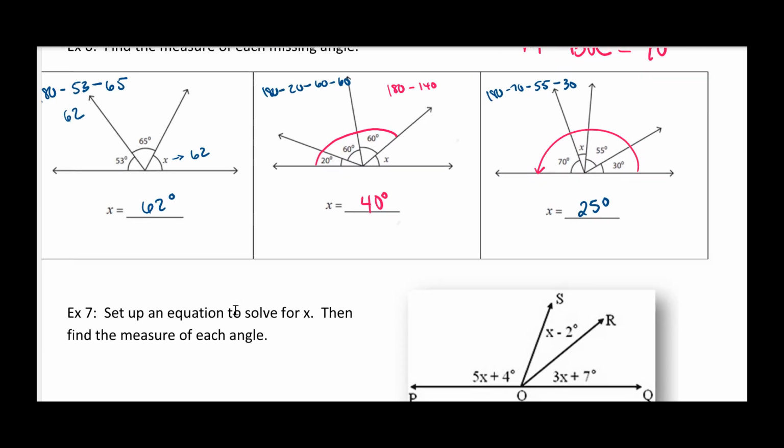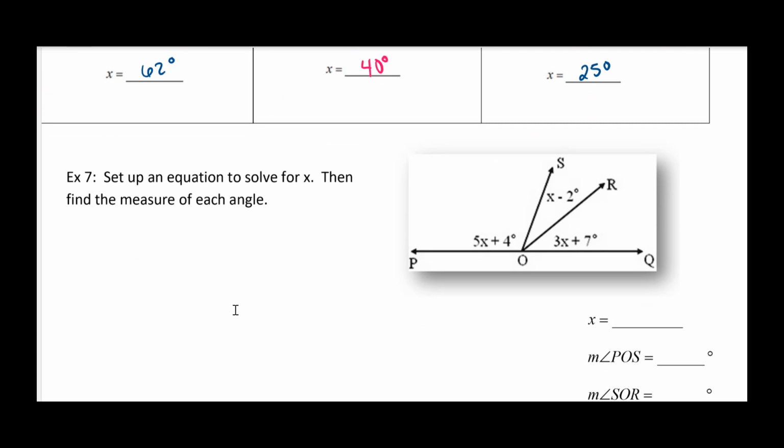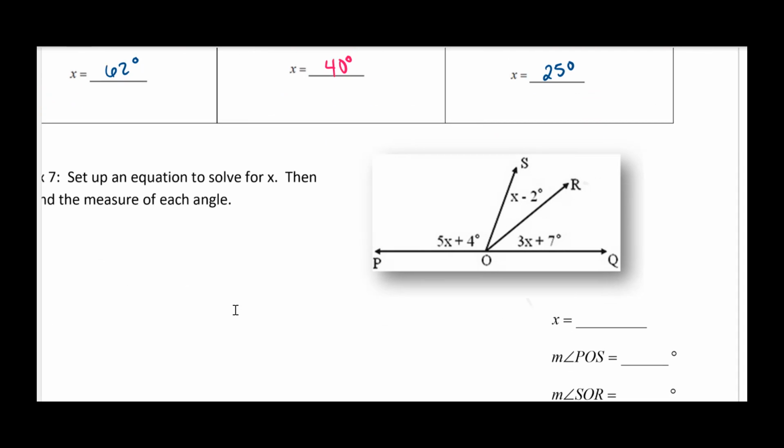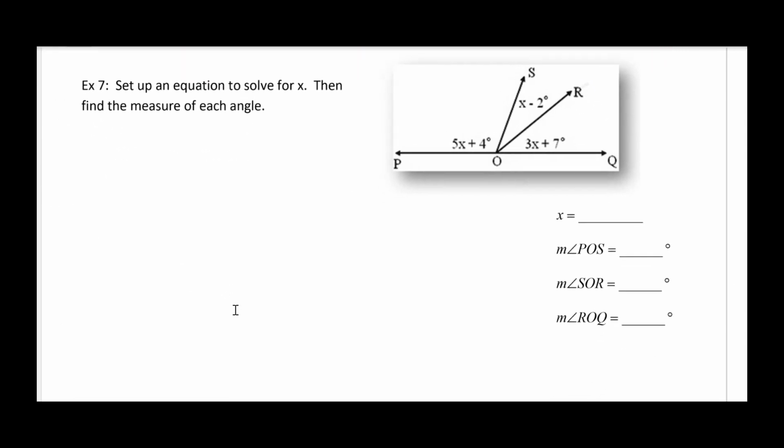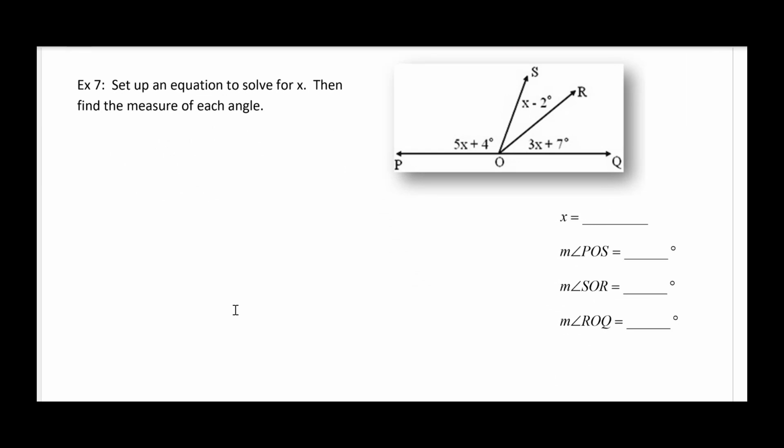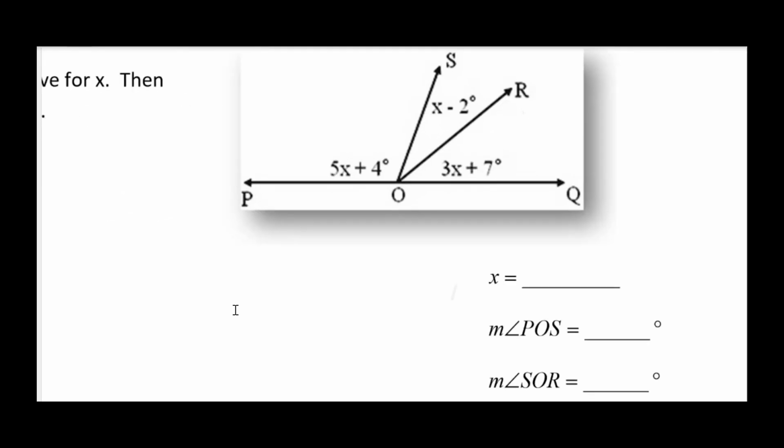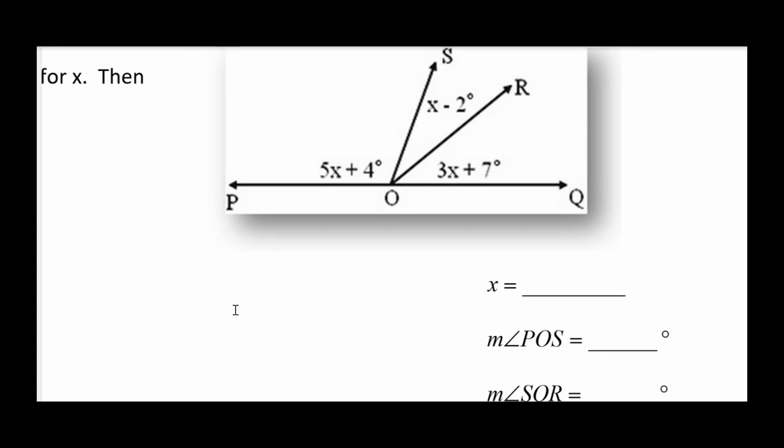All right, so those are some pretty basic examples. Now, of course, we got to kick it up with some algebra, right? So with this, let's take a look. We got to set up an equation to solve for x. Then we got to find the measure of each angle. And again, I know I keep hammering this home, but these three angles, all three of them, are going to make 180 degrees.